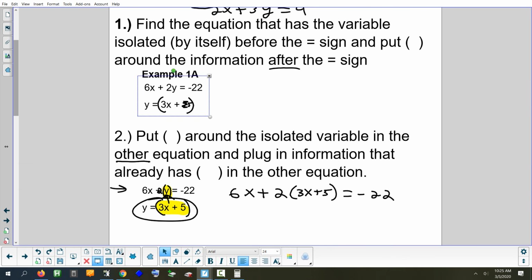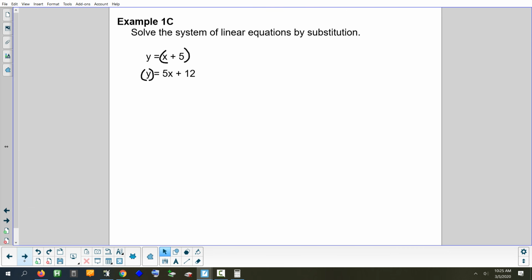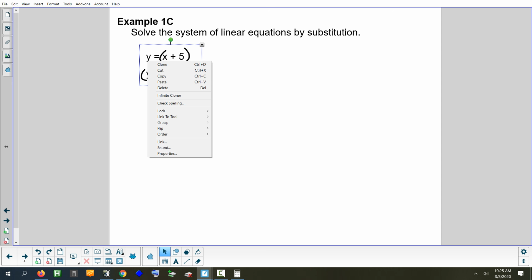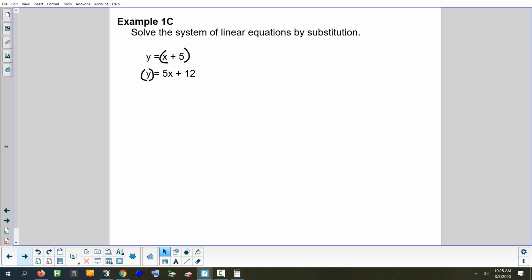Y was by itself here, we put parentheses around the y up there. Y was by itself in the top, so we're going to put parentheses around the y in the bottom. And then what are we going to do with the x plus 5 that's in the top? Fill it in for the y where? In the bottom. We're going to take y equals x plus 5, and we're going to change y in the bottom to x plus 5.